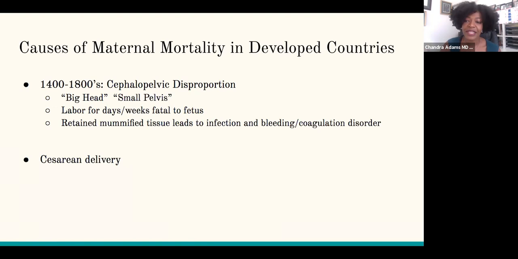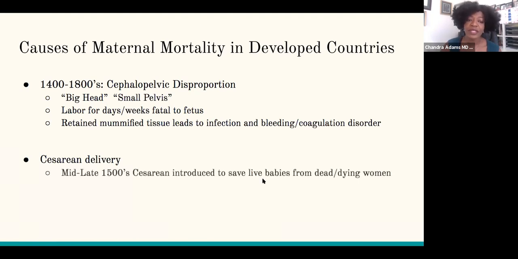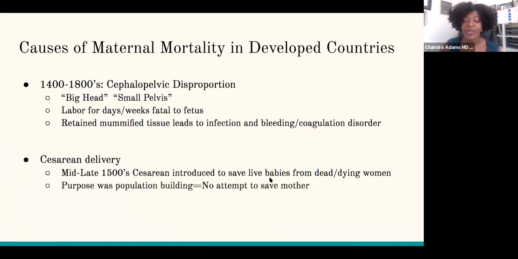And as Feliciana mentioned before, nowadays we think about cesareans in order to save the baby. In fact, one of the most common lawsuits for OBGYNs is failure to perform a timely cesarean delivery. But when cesareans were first introduced in the mid to late 1500s, they were actually intended to save live babies from mothers who were dead or dying. The focus back then wasn't necessarily the baby. We had no idea what was going on with the baby. We didn't have all these monitors that we have now.